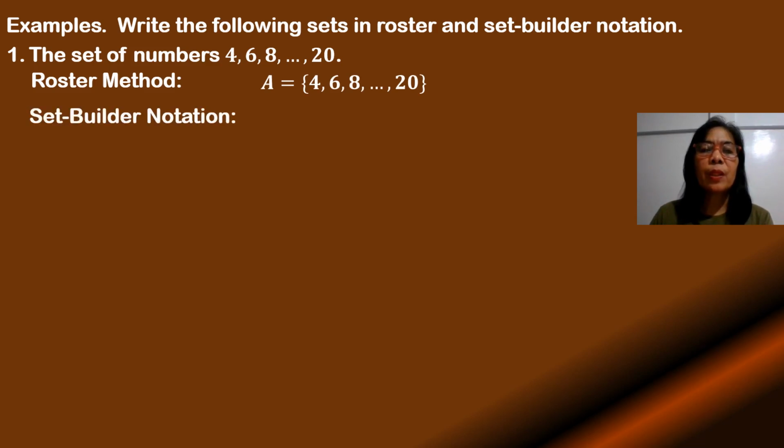In the set builder notation, we have to take a closer look and have a common description of all the numbers in the set. So the numbers are 4, 6, 8, 10, 12, 14, 16, 18, and 20. We know that all these numbers are even. So we can write this one as A is the set of X such that X is greater than or equal to 4 but less than or equal to 20, and X is even.